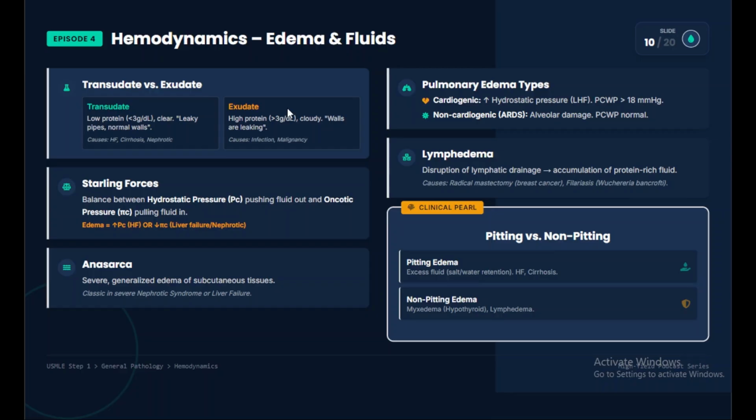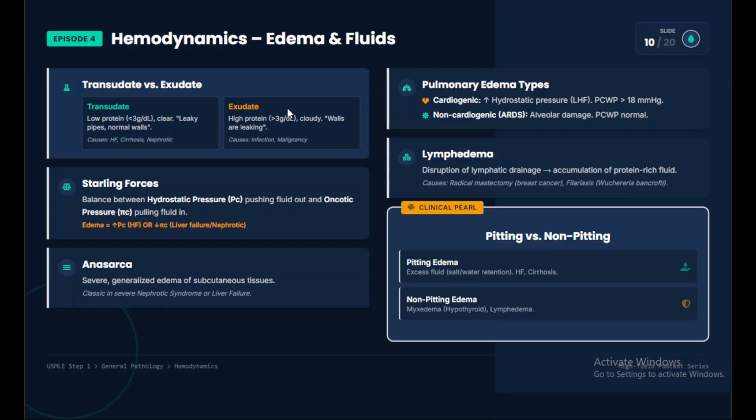Now, in contrast to transudate, the exudate fluid has high protein, cloudy fluid. Walls are actually leaking, walls are defective, right? And the common causes include infection and malignancy. Keep in mind that malignancy is one of the most common causes of the exudate fluid. You know that USMLE is always so fanatical about the most common cause, most common scenario. So the exam trick is that if the fluid is protein rich, cloudy, think of inflammation or infection, and it would be the exudate.